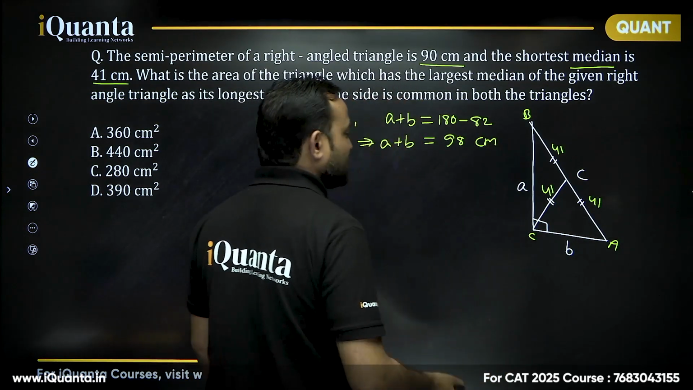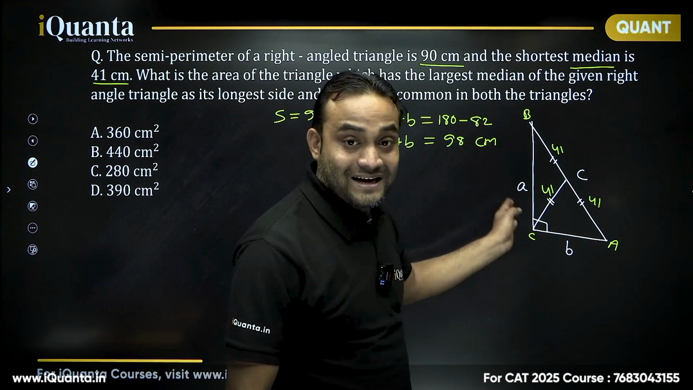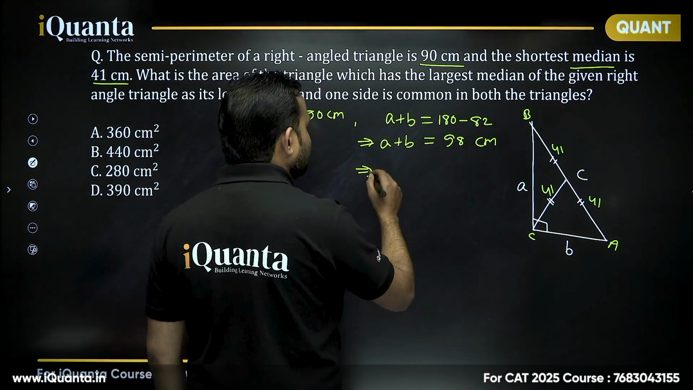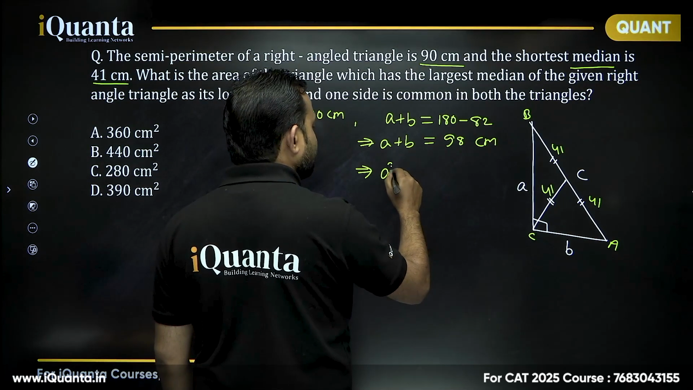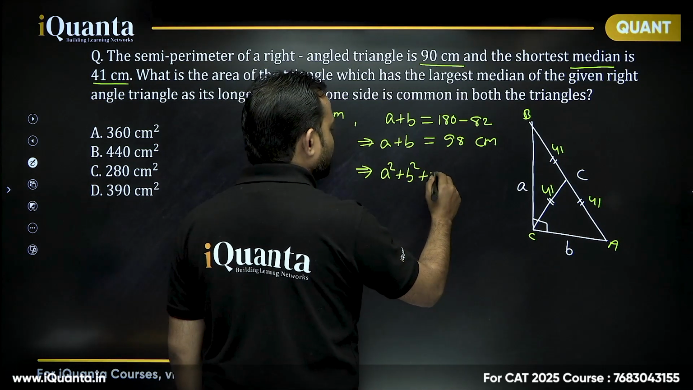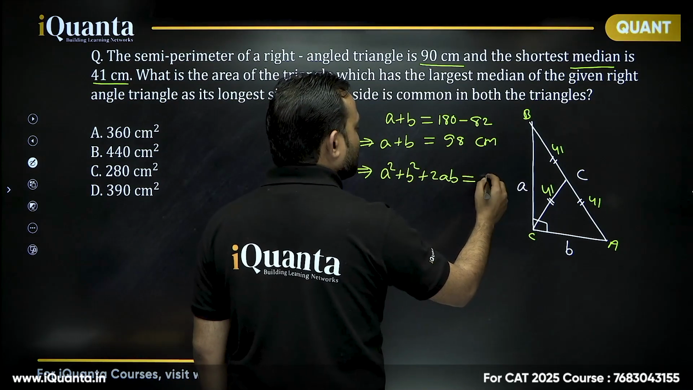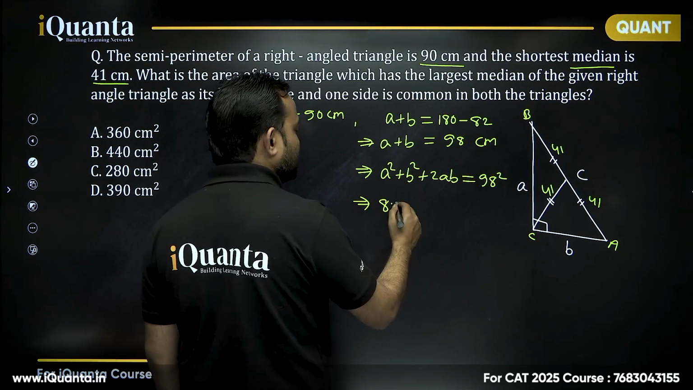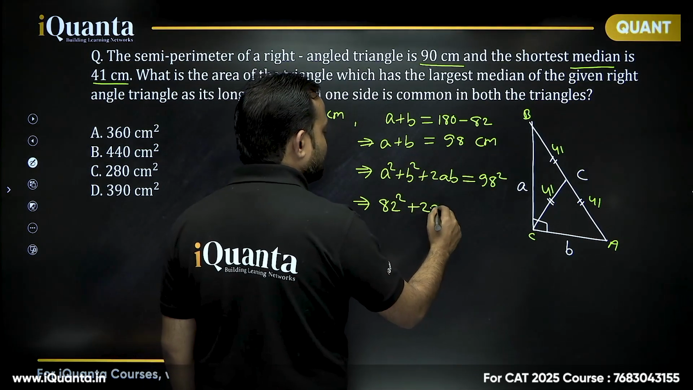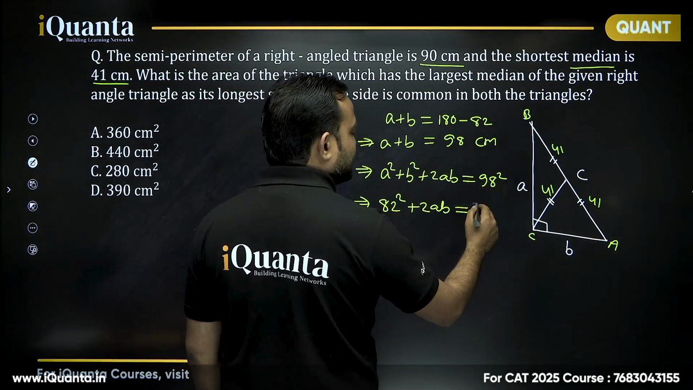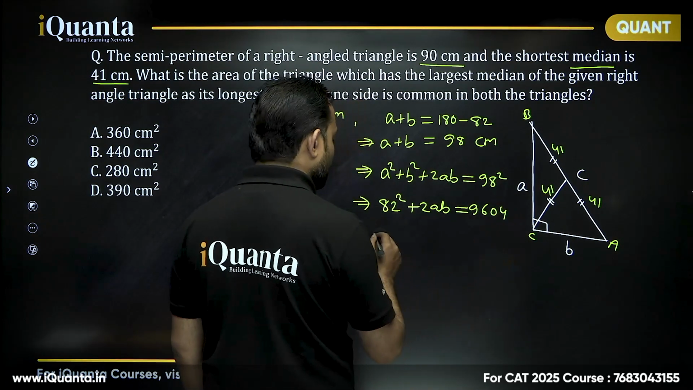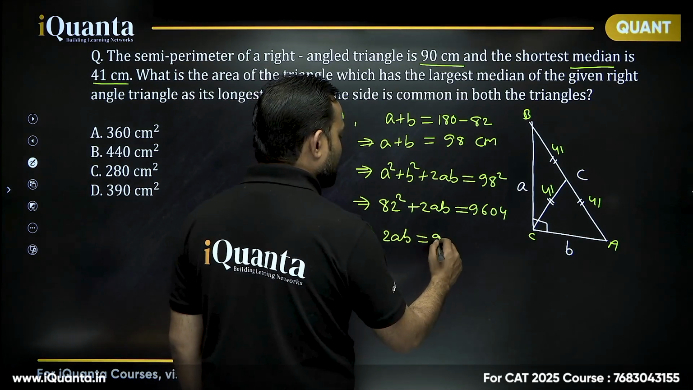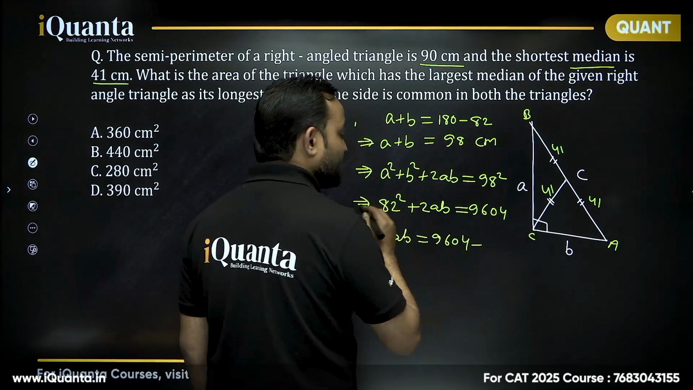And we also know that, what do we know about right angle triangle? That A square plus B square is C square, right? So we can also say that if we take the square of this, we get A square plus B square plus 2AB is equal to 98 square. Now what is A square plus B square? This is nothing but 82 square plus 2AB, which gives us, what is 98 square? 9604. Or we can say 2AB is equal to 9604 minus 82 square.